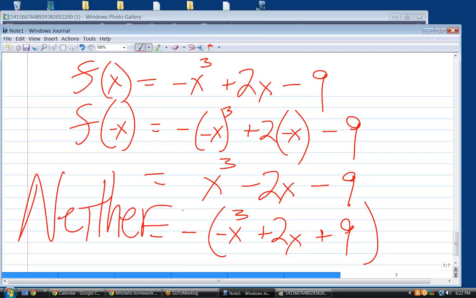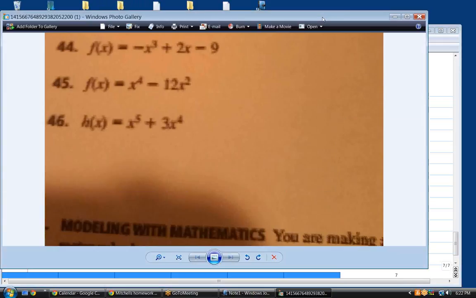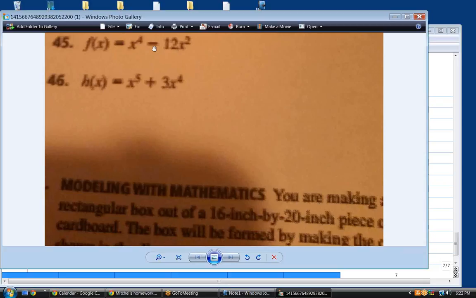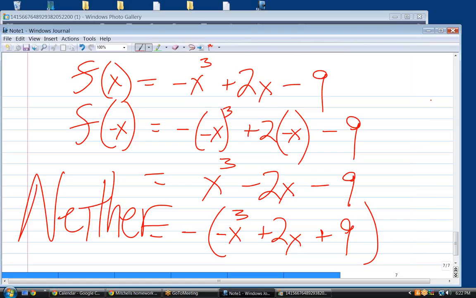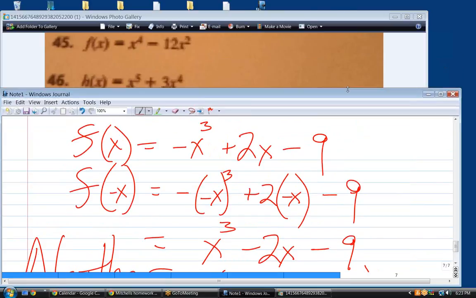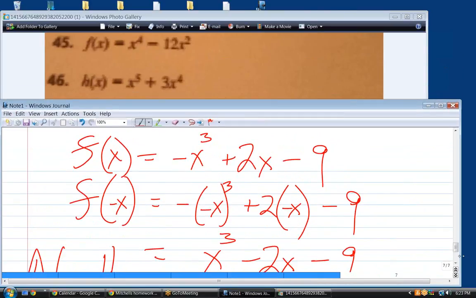All right, well good, I learned something here. You can't just look at the exponents, unless it's all x. Do we have to do anything to this? No. What is 45? Even. Even, exactly. How about 46? Do we have to do anything to that? No, it would be odd. Or no, it would be neither. It would be neither. Let's go through that one just because we have a few minutes.